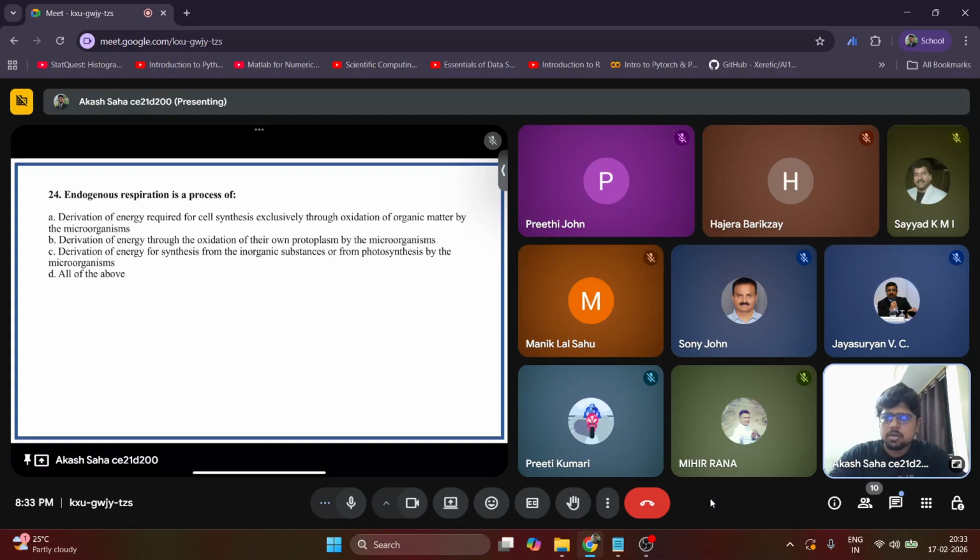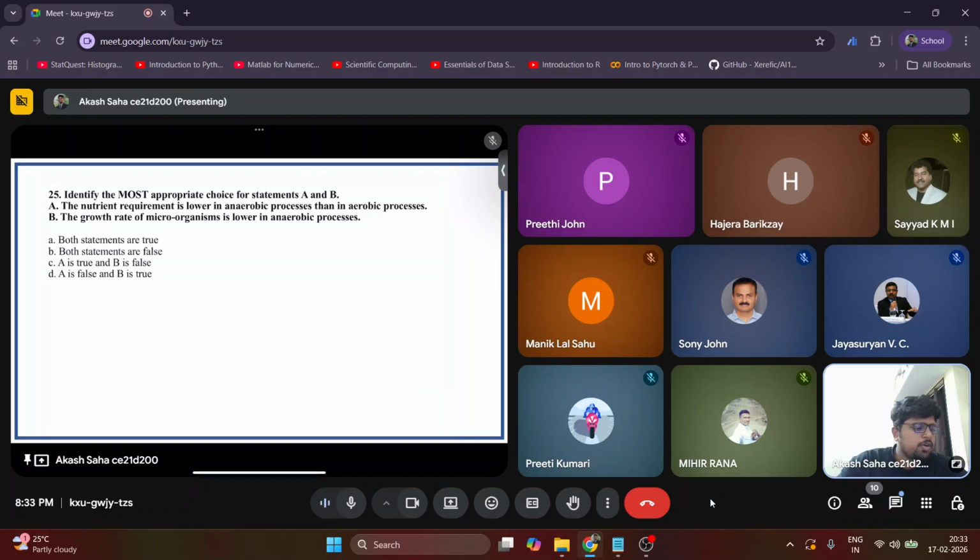So it says identify the most appropriate choice for statements A and B. The nutrient requirement is lower in anaerobic process than aerobic process. The growth rate of microorganisms is lower in anaerobic process. So you have to find out the most appropriate option.